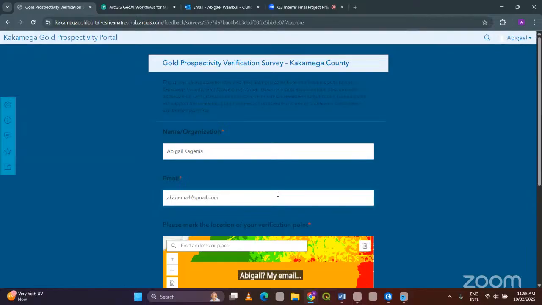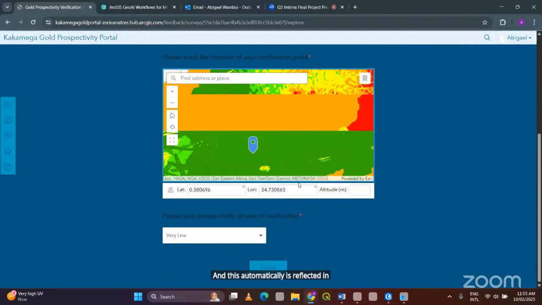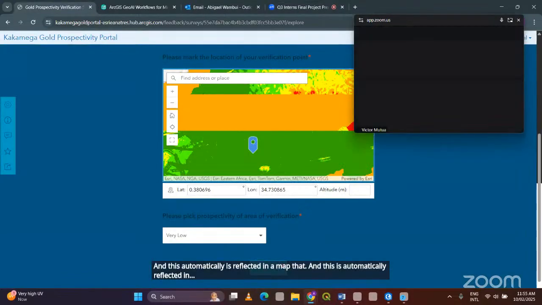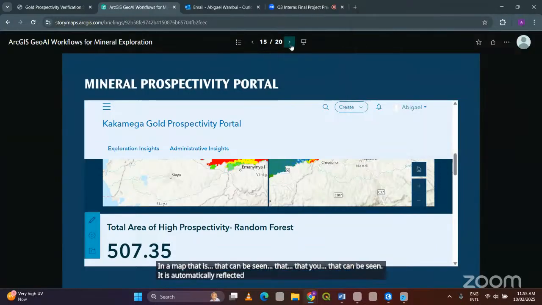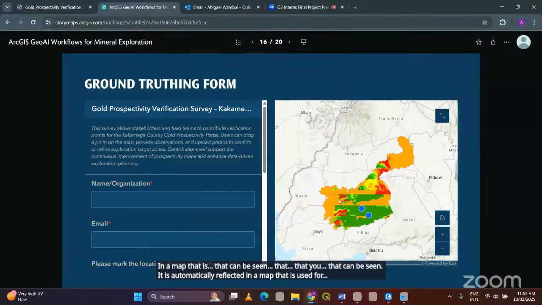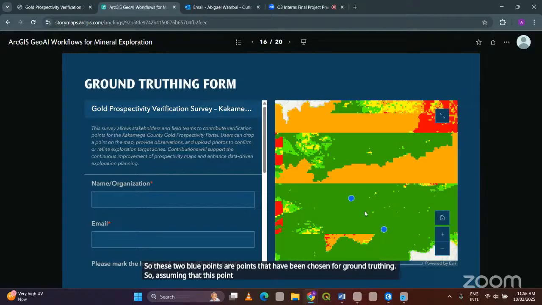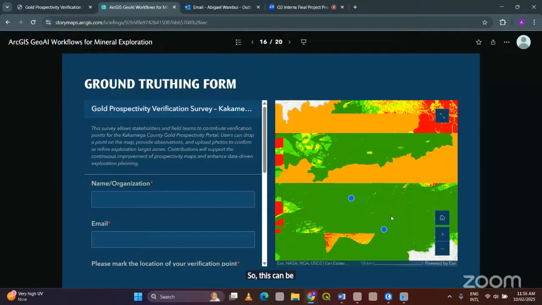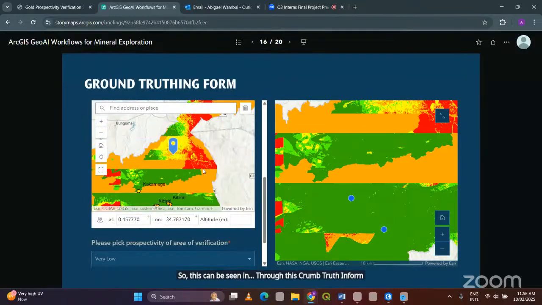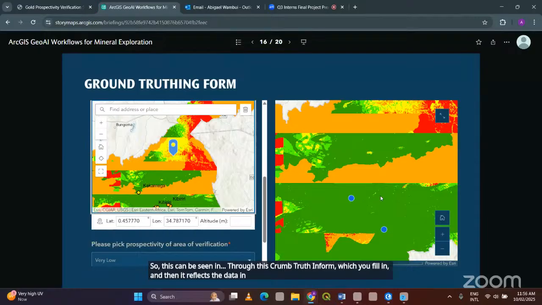and this is automatically reflected in a map that can be seen. It is automatically reflected in a map that is used for verification purposes. So these two blue points are points that have been chosen for ground truthing. So assuming that this point actually has gold deposits, this would be something that is used to confirm the presence of gold in this area. So this can be seen through this ground truthing form, which you fill in, and then it reflects the data in this map directly.